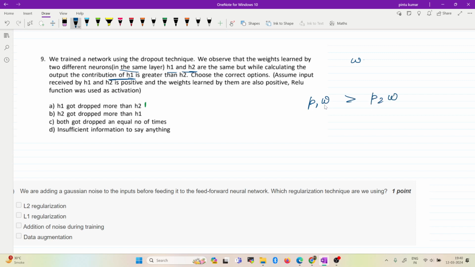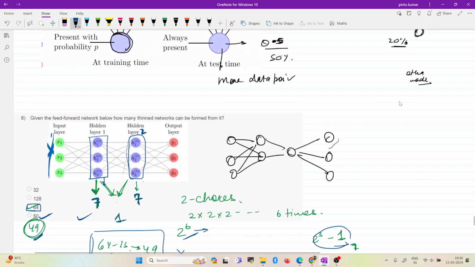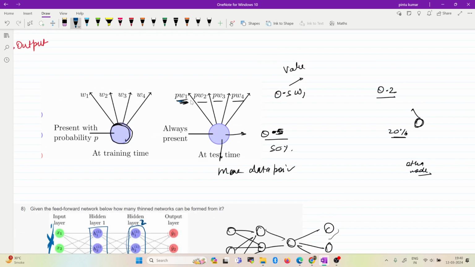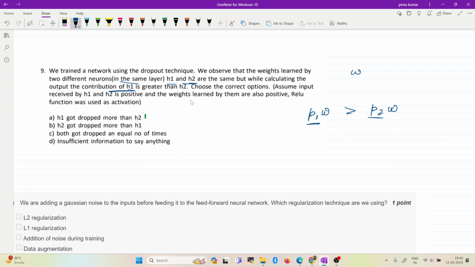What does this mean? The probability of retaining H1 is more than the probability of retaining H2, because during the output we multiply it by that particular probability, right? So the contribution of H1 is more. That means H1 was retained more number of times. So that means H2 was dropped more than H1. So I think B option is the correct answer.